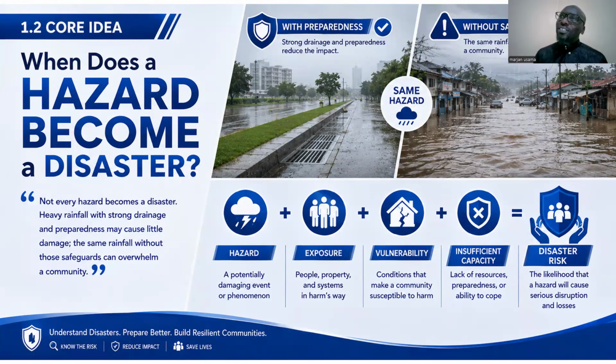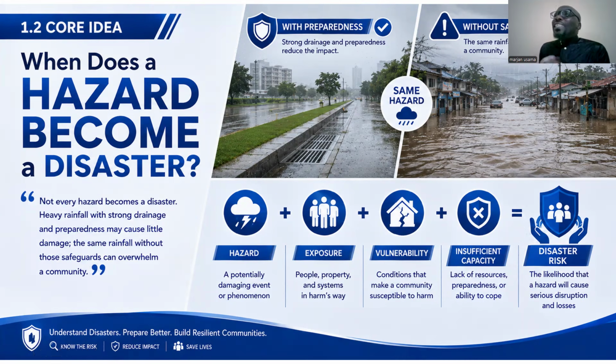Heavy rains, but it does not cause any destruction because the community is prepared. So that is a hazard. Why? Because the community is well prepared. The drainage system is okay, the bridges are okay. So a hazard is something that does not cause any destruction, something that can be managed. When you're talking about a hazard, it is a potentially damaging event or phenomenon.